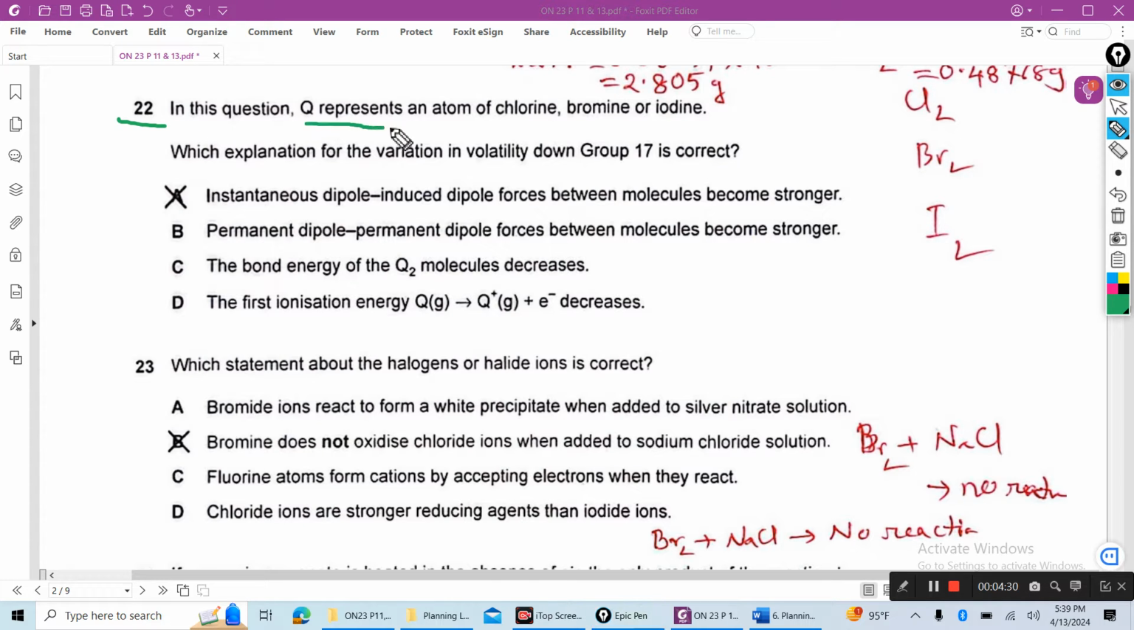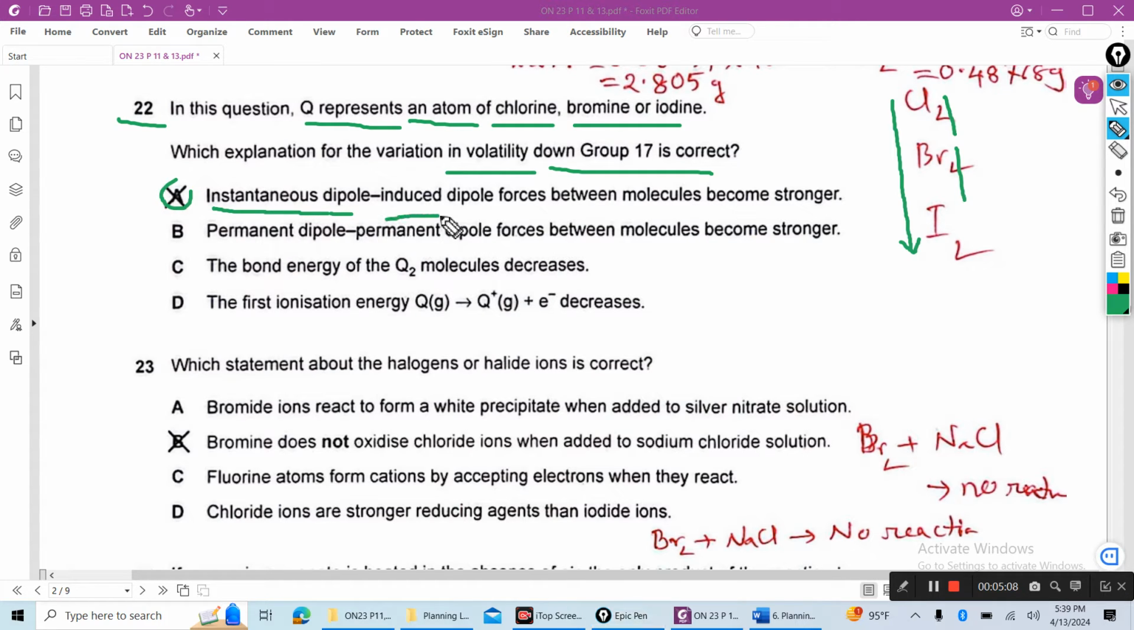In this question, Q represents an atom of chlorine, bromine and iodine. Which is the explanation for the variation in volatility down the group? You know, chlorine, bromine, iodine, down group 17 or group 7, volatility decreases. Why? Because the number of electrons increases, so induced dipole, ID forces increase. So answer is A.